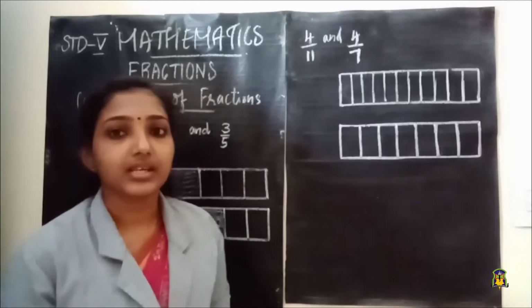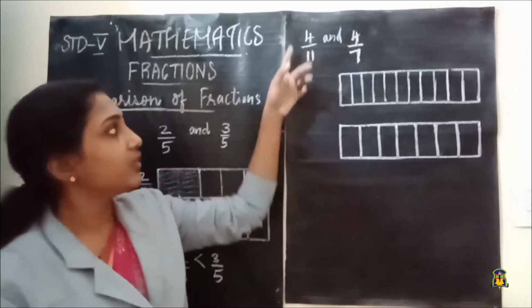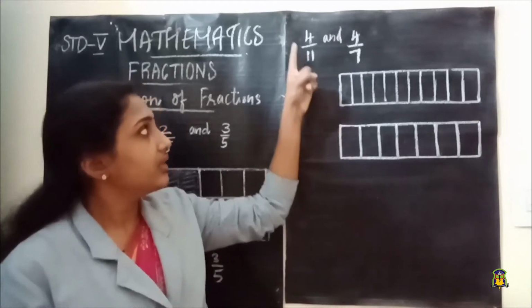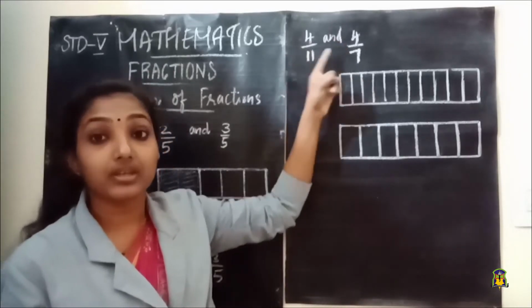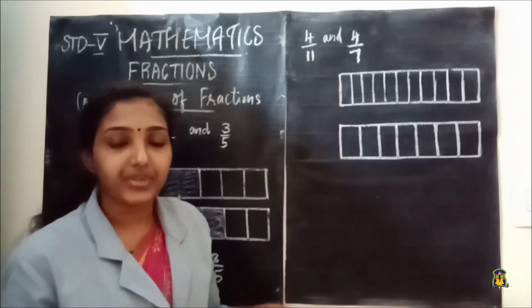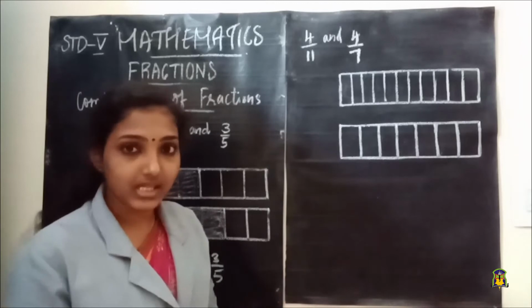Next we are given two fractions, 4 by 11 and 4 by 7. Here, look, the numerators are the same but the denominators are different. The denominators are 11 and 7. Let's see which fraction is the greater one.